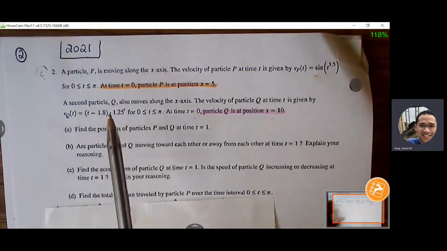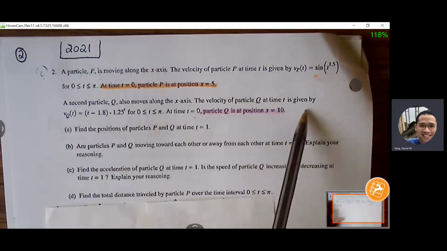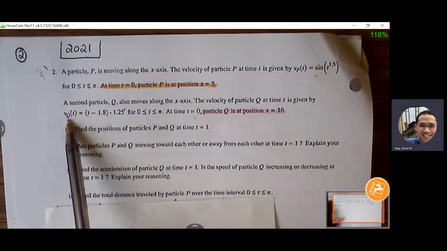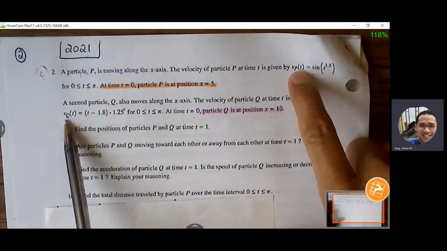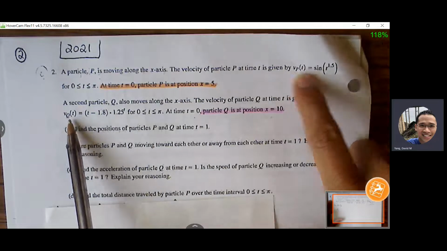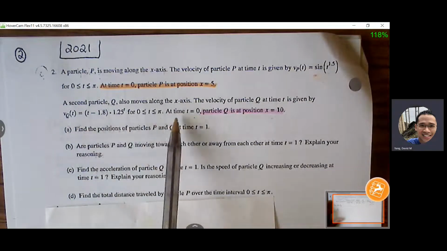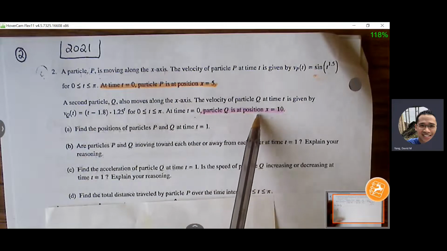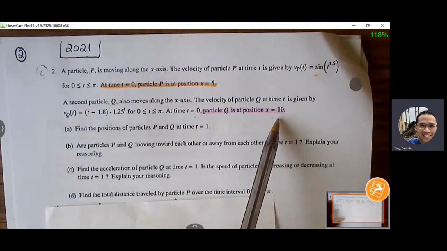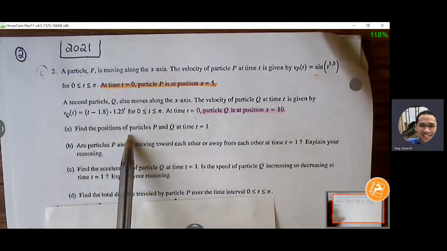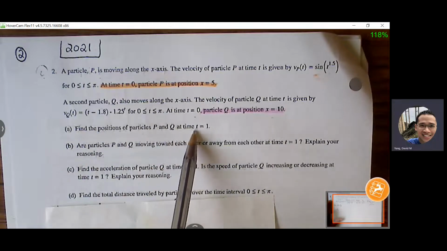Now there's a second particle that has its own velocity function given by v of t. So this lowercase q is just to reference that we have two velocity functions, one for particle p and one for particle q. At t equals 0, particle q is starting at a different position, at location 10, or x-intercept of 10. Part A, find the position of particles p and q at time t equals 1.